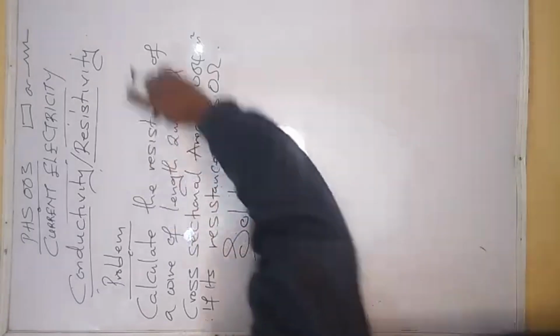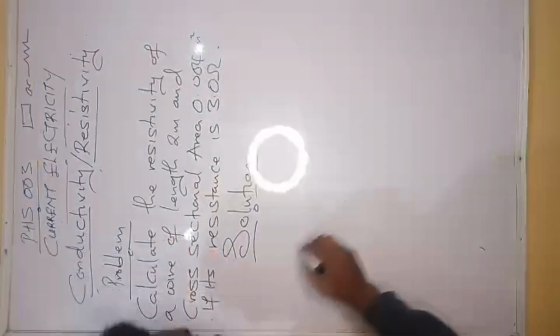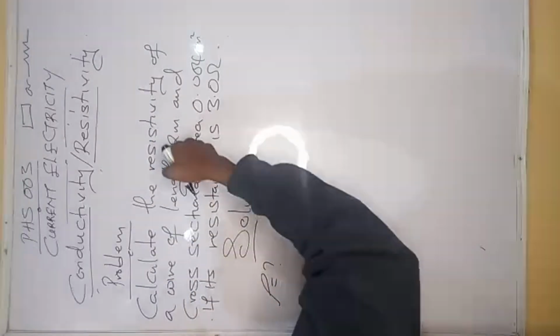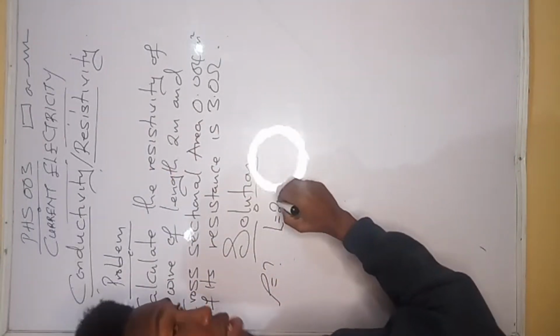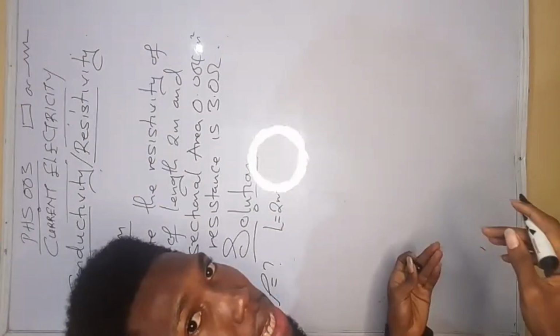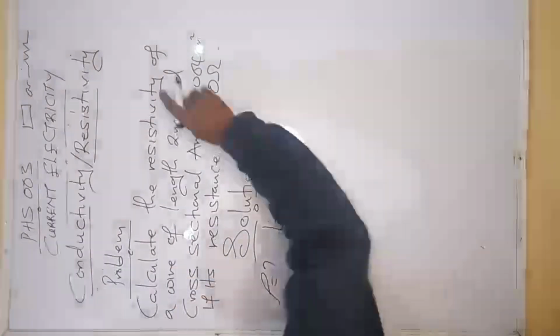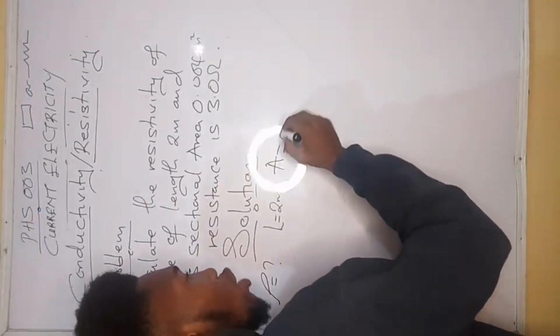Now, they said calculate the resistivity, so what we're looking for is resistivity. Question mark, we don't know what it is. Of a wire of length 2 meters. L is equal to what? 2 meters. They're giving us L as 2 meters, meaning we are not converting. The unit is correct.